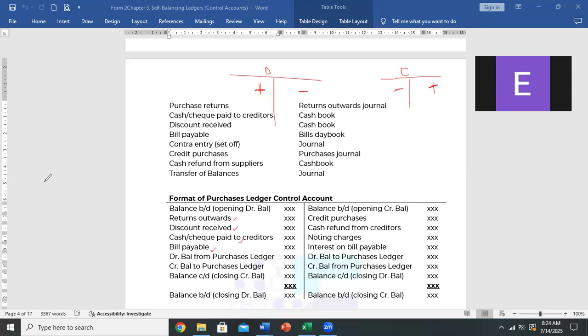Okay, if there are no questions, I would move to the transfer of balances. Then maybe we can start solving illustrations. Please, if you are confused at any point, let me know. Now, the transfer of balances is very simple, but if you are not careful, you would always be messing them up in your control account. So let me open a fresh page.